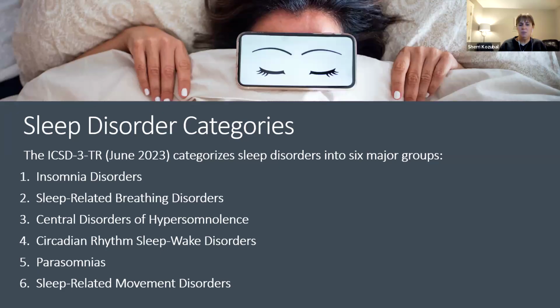So we look at studying people, and we're looking at determining whether they may have a sleep disorder. The International Classification of Sleep Disorders 3 is put together by the American Academy of Sleep Medicine. It basically comes up with six categories. The first one is insomnia disorders. The second, sleep-related breathing disorders, then central disorders of hypersomnolence, circadian rhythm sleep-wake disorders, parasomnias, and sleep-related movement disorders.